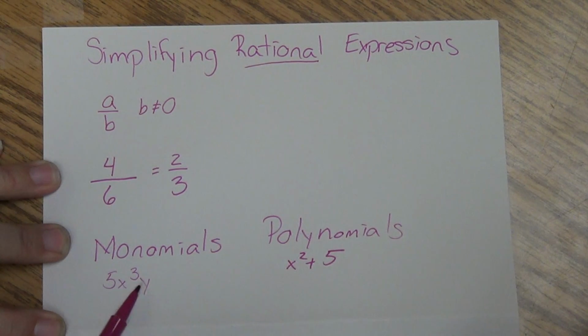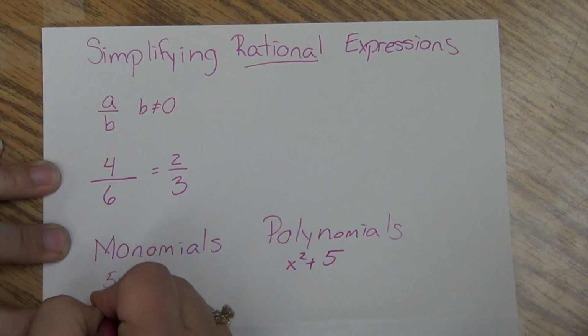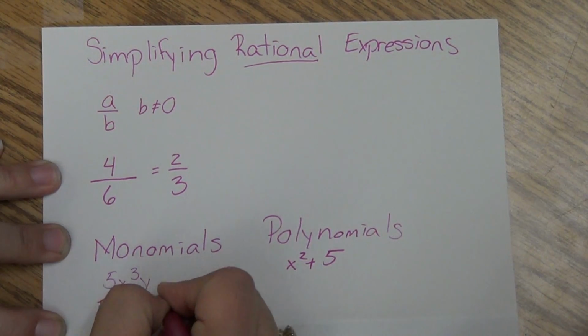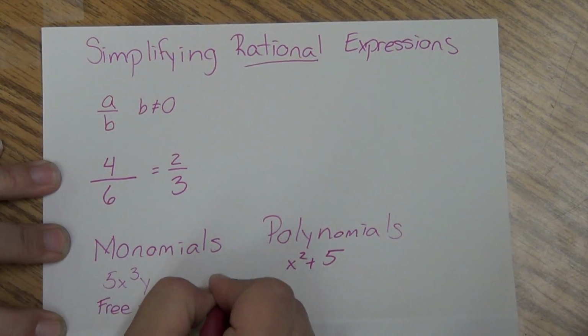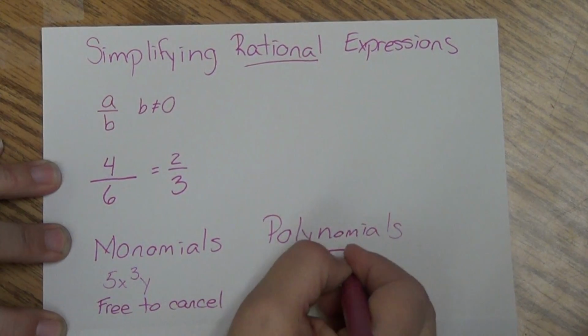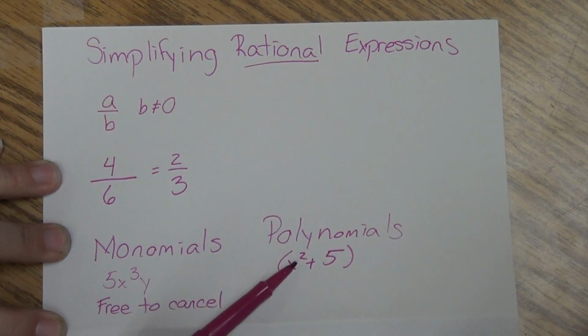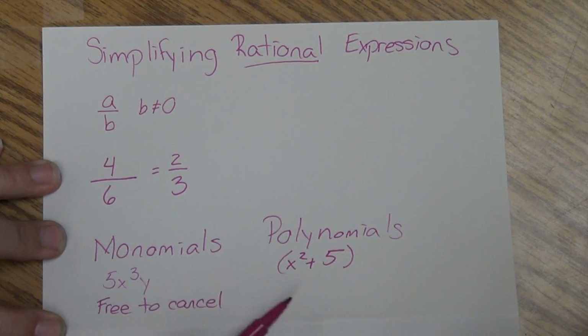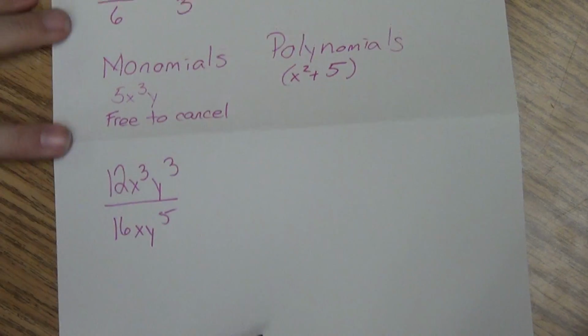Monomials, you can look at each piece individually. You're free to cancel. So these are free to cancel. Polynomials, these things are stuck together. You can only cancel this with something on the bottom if that whole thing is on the bottom exactly the same. So that's going to be really important throughout this whole unit, because when you get desperate, you're going to try to cancel things that aren't allowed. So let's do an example.